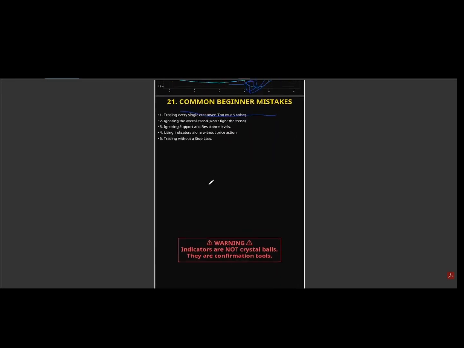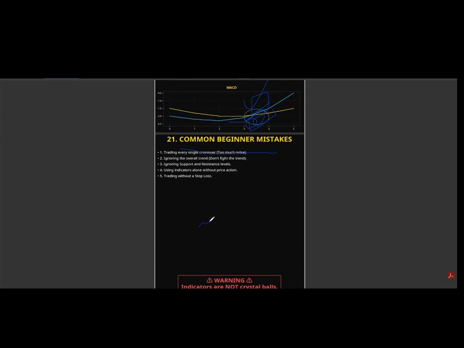Common mistakes which beginners make are trading every single crossover. Sometimes when markets are choppy, you continuously get many crossovers. You should generally avoid trading these crossovers and make sure to put a stop loss. Without a stop loss, your entire plan can go to waste. You can end up losing your entire capital.